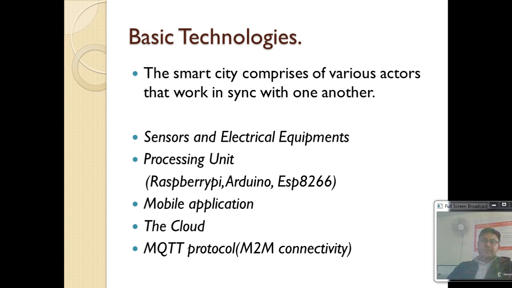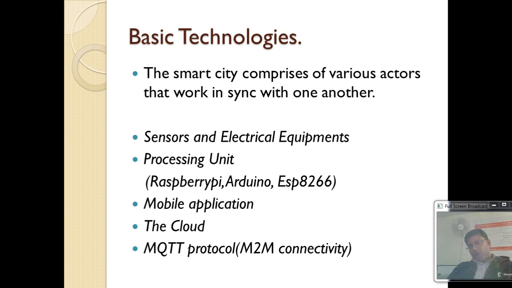It requires the sensors and electrical equipment, and the processing unit. The processing unit can be any type of microprocessor or microcontroller, which can handle some amount of information to be processed, has some processing logic which suits the requirement, and has an ample amount of memory. The most common microcontrollers or microprocessors are Raspberry Pi, Arduino, ESP8266, etc.